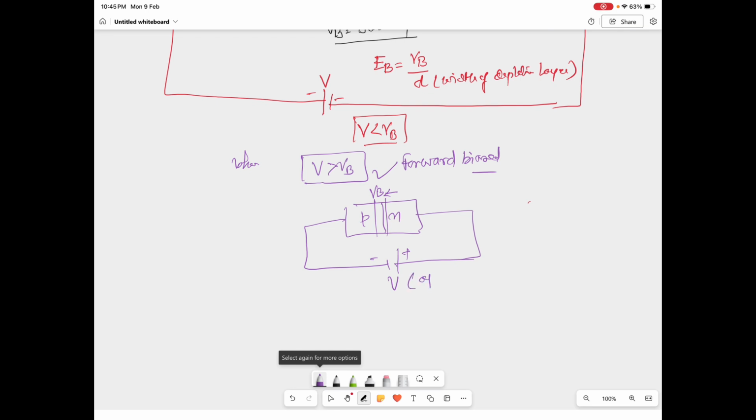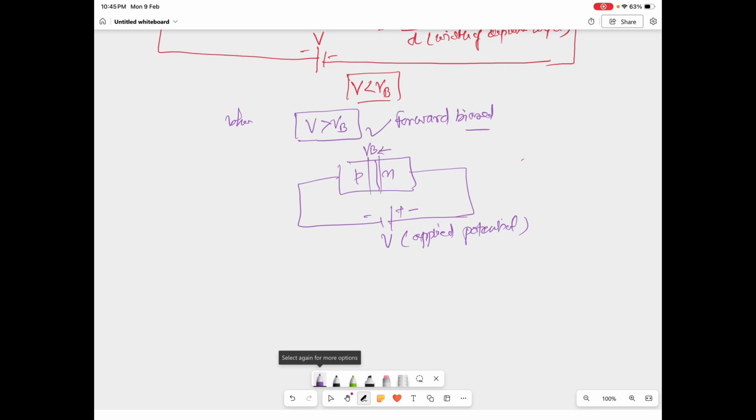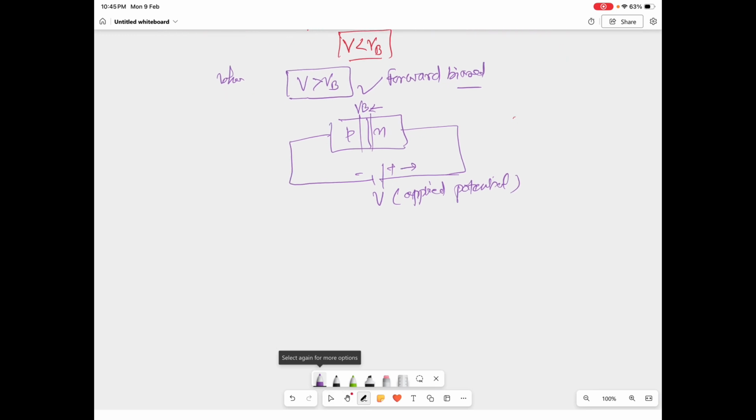The applied potential adds to the barrier potential. So the depletion layer increases, because there is a further increase in the barrier voltage. So the net potential becomes V plus VB, which means the barrier further increases and no movement of majority carriers happens in this case.